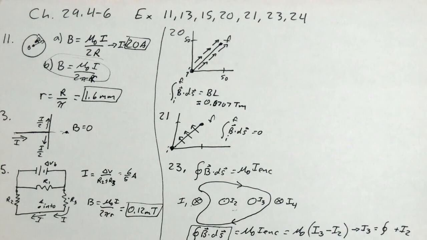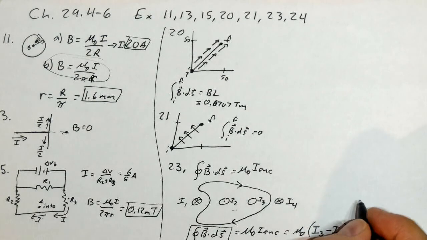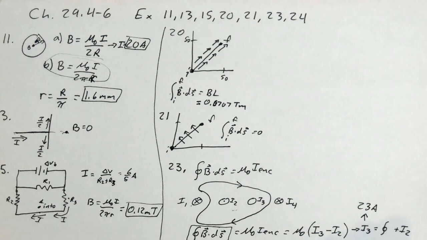And if you plug in your numbers, I kind of run out of room, plug in your numbers, you're going to get 23 amps, which is a pretty big current. That's a pretty large current. But given that the other currents are 12 amps, 18 amps, 20 amps, it seems consistent with those values.